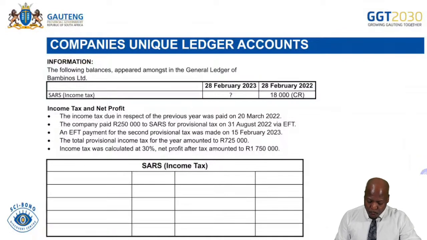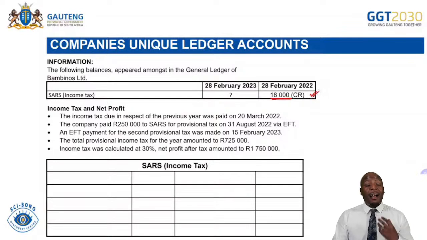In the SARS income tax account, we are told that as of the previous year, we have 18,000, but it is a credit balance. A credit balance on your SARS income tax simply means we have a liability in our hands. We owe SARS. From what we were supposed to pay SARS for our tax in the previous year, we have not paid all of that. We were owing 18,000 of that income tax. So when we begin this year, we have to take that into consideration. So we are told that the balance is credit.